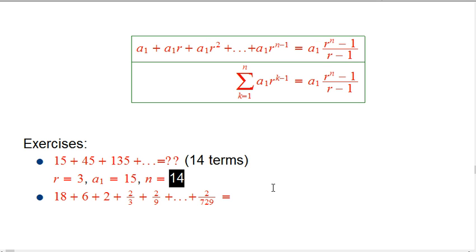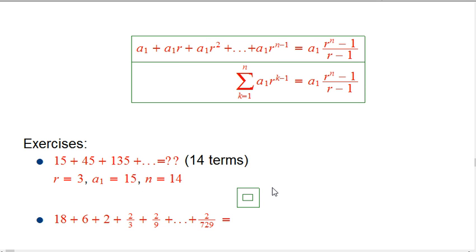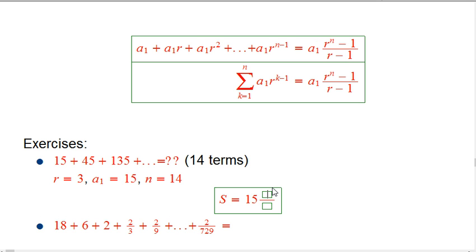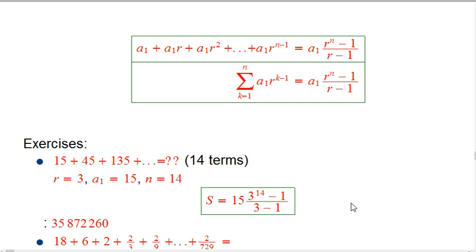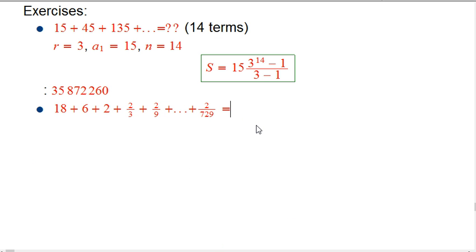Okay. I'll put that in math mode, make it look prettier. Okay, so the sum is just going to be 15 times (3 to the 14 minus 1) over (3 minus 1). We can just evaluate that. Pretty big number, 35.9 million, roughly. But that kind of problem is fairly straightforward, and the only thing that's tricky is this n minus 1. If you talk about the number of terms, that's going to be n, and so that does go directly into here. Okay. What about this one?